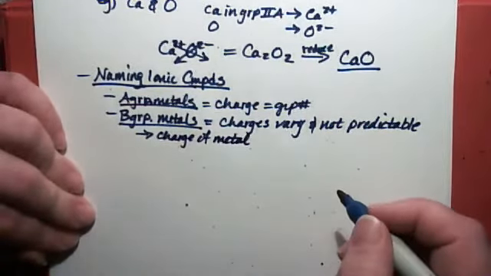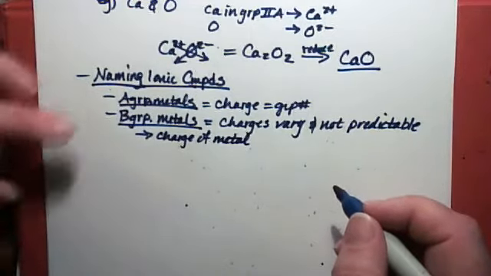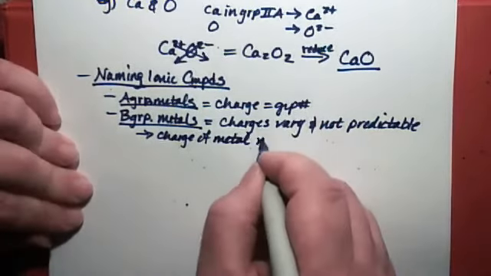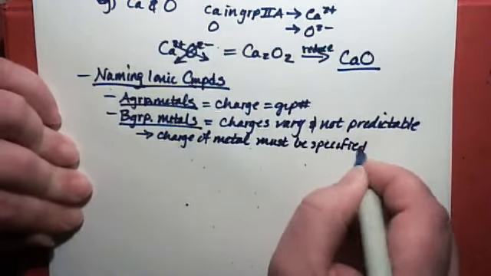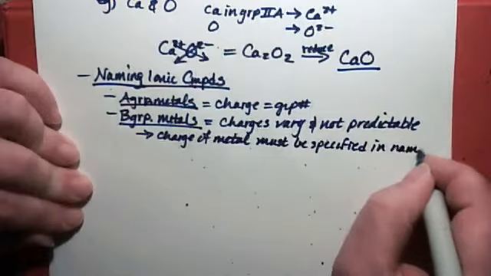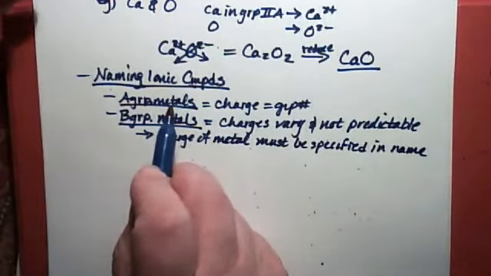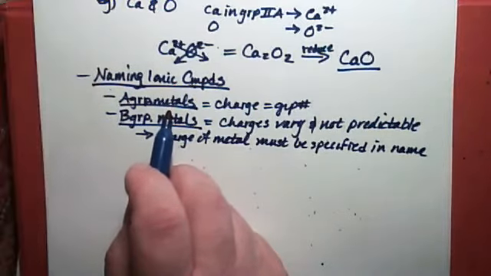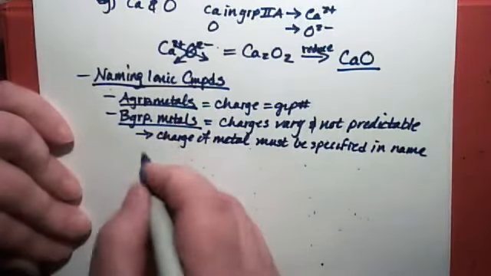Because so many of the B group metals can take more than one charge from one compound to another, that means that the charge of the metal, if it's a B group metal, has to be specified in the name. If it's an A group metal, the charge doesn't have to be specified because everybody knows what the charge is. If it's in group 1, the charge is +1. If it's in group 2, the charge is +2. If it's in group 3, the charge is +3, and so on. But for the B groups, you can't say that. You don't know what the charges are. You have to figure them out.